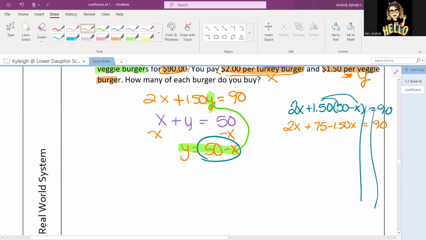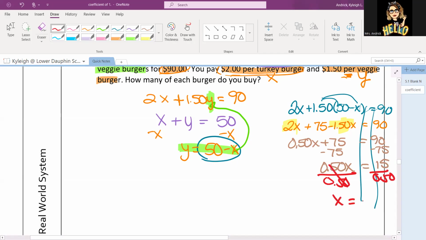When you distributed, you should have gotten 75 minus 1.50x. Combine your like terms, which are the x's. So we get 0.50x plus 75. Subtract 75 to get the x alone. Then you divide everything by the 0.50. And you'd get 30. So x is equal to 30.